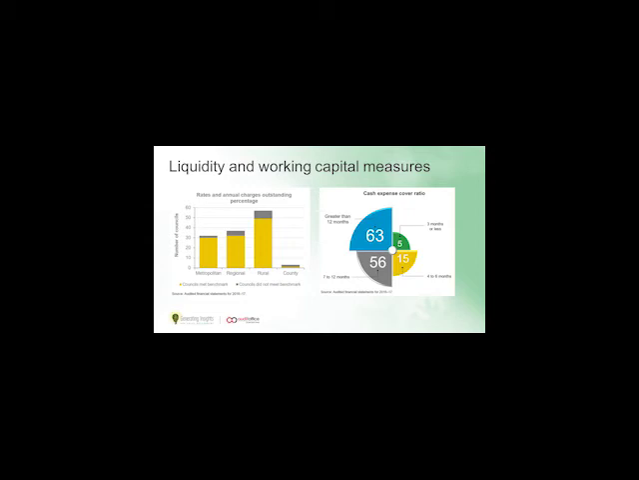The cash expense cover ratio estimates the number of months a council can continue paying its expenses without extra cash inflow. OLG sets a benchmark of greater than 3 months for this ratio, and all but 3 councils met this benchmark. In fact, 63 councils had enough cash on hand to fund more than 12 months of expenditure.